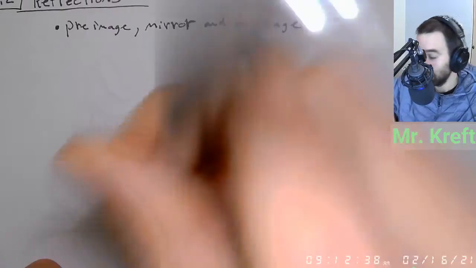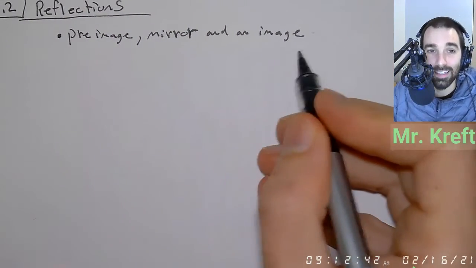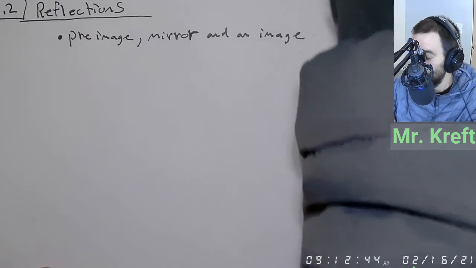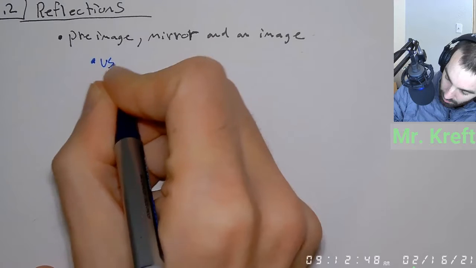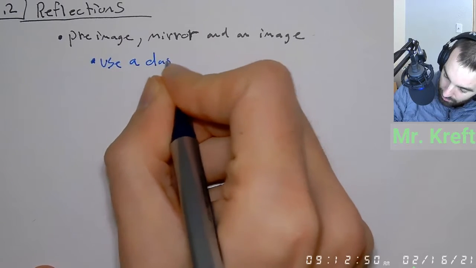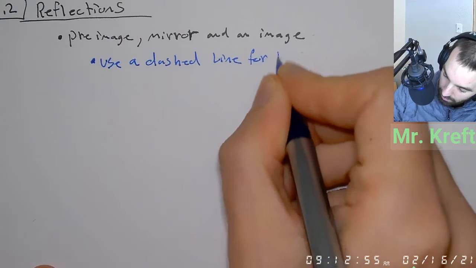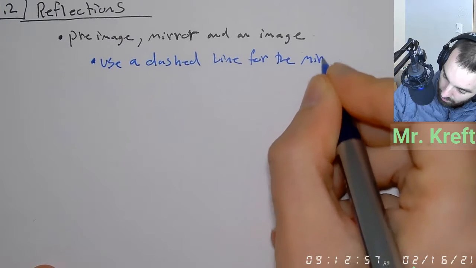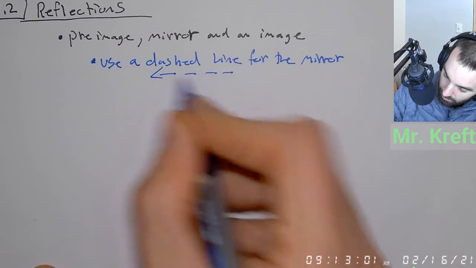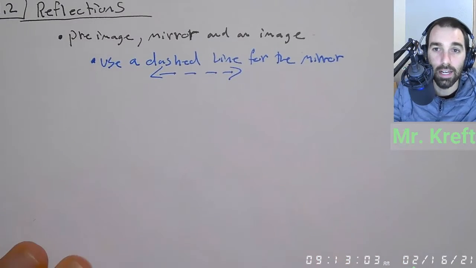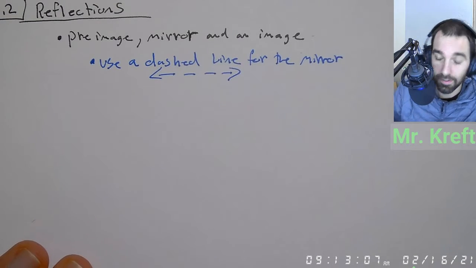Okay. So we're going to have three pieces: your pre-image, a mirror, and an image. For the mirror, use a dashed line. When I say dashed line, I mean like this. The reason we do that is so you don't confuse it with the x and y axis.